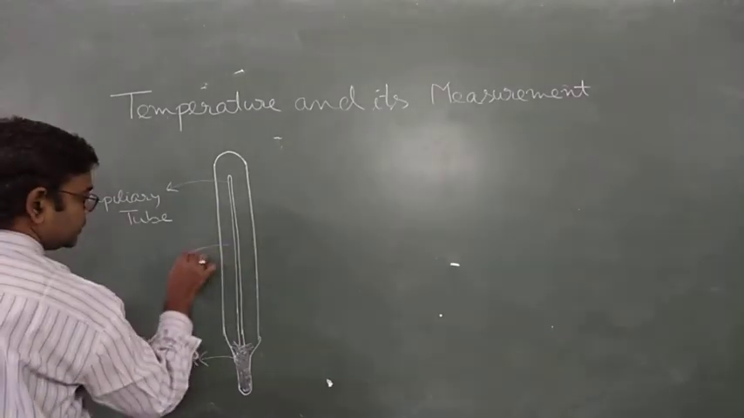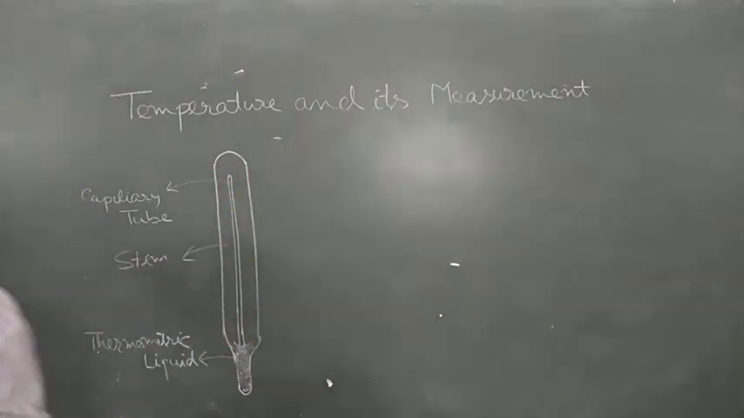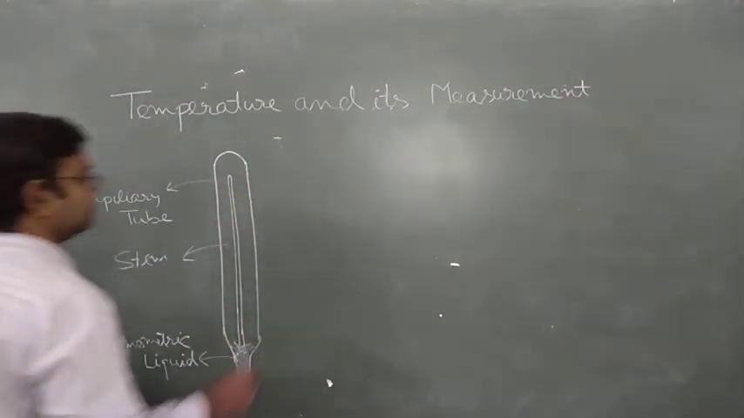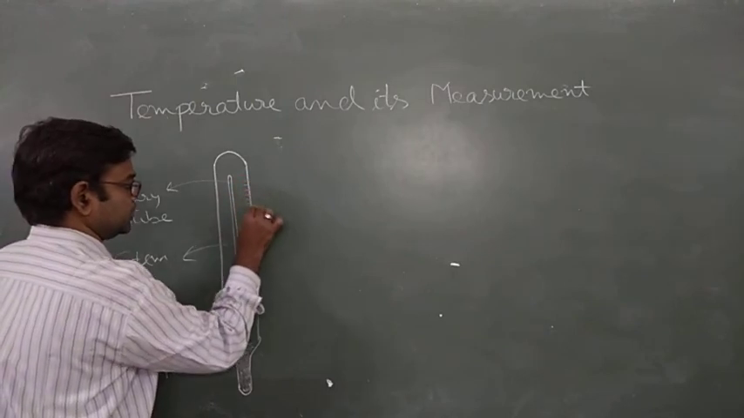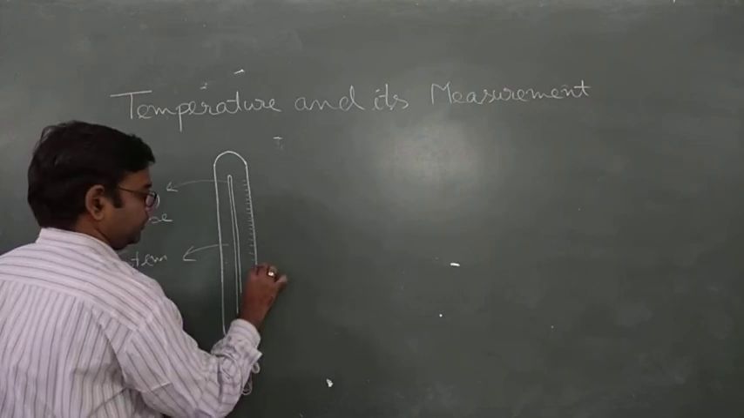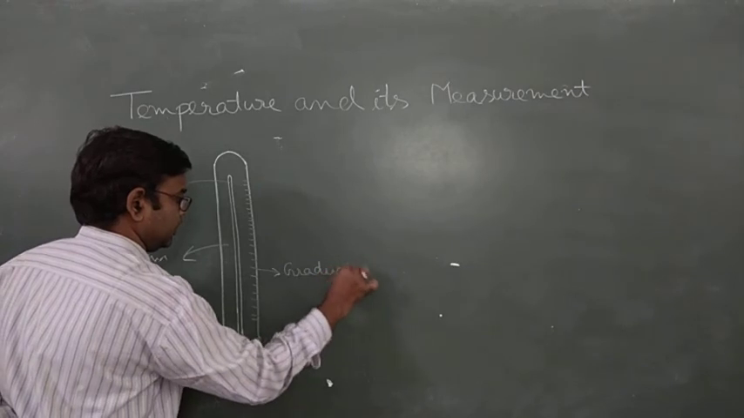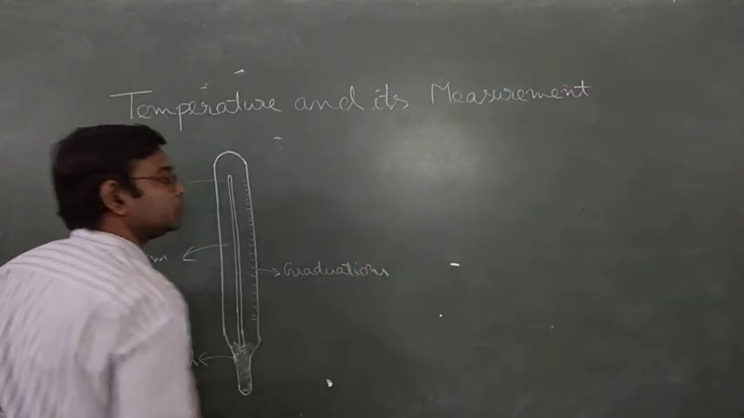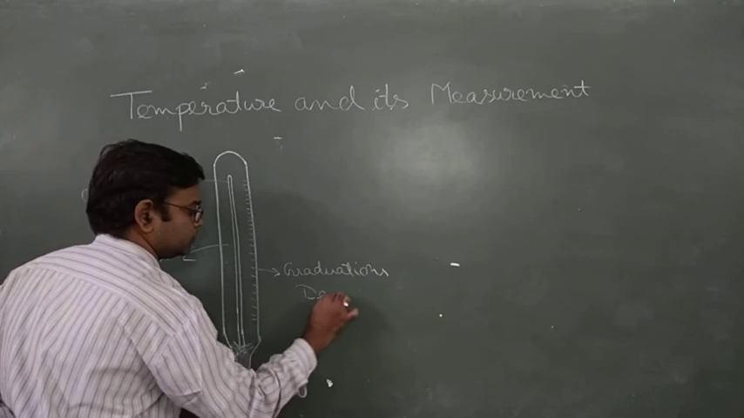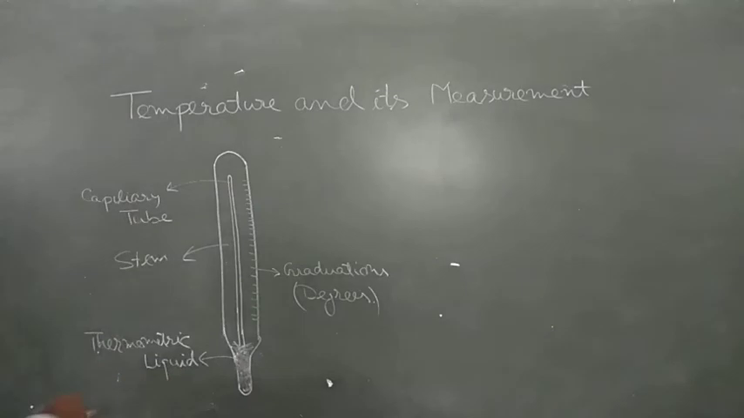Now, this thick glass is known as your stem, and there are some marks over here, some graduations, meaning some equal marks. They are known as degrees. Clear? Graduations are known as degrees. This is the construction of a thermometer.